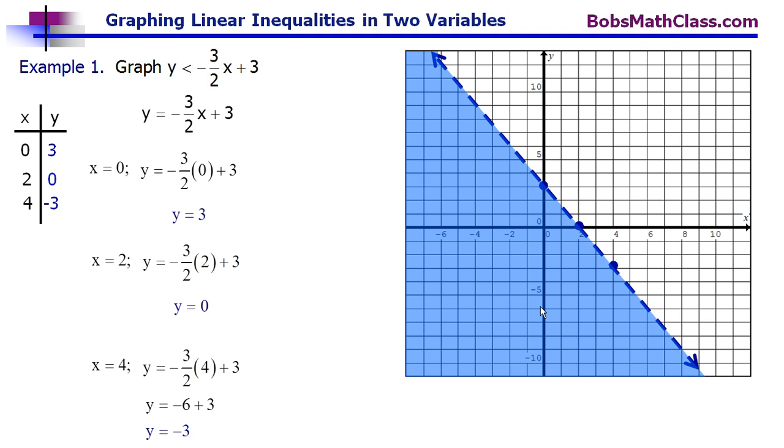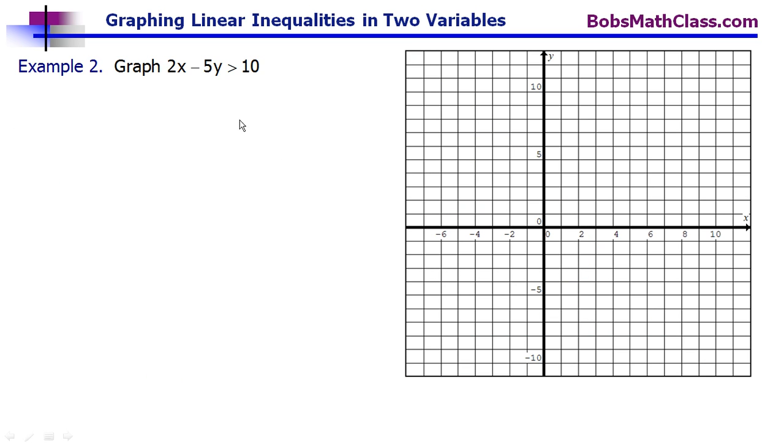Okay, let's do one more example in this video. Okay, this time the inequality does not have y by itself. So what are you going to do if we don't have y by itself? Yeah, that's right. Get it by itself. Okay, so what's the first thing you should do to get the y by itself? Yes, subtract 2x on both sides.